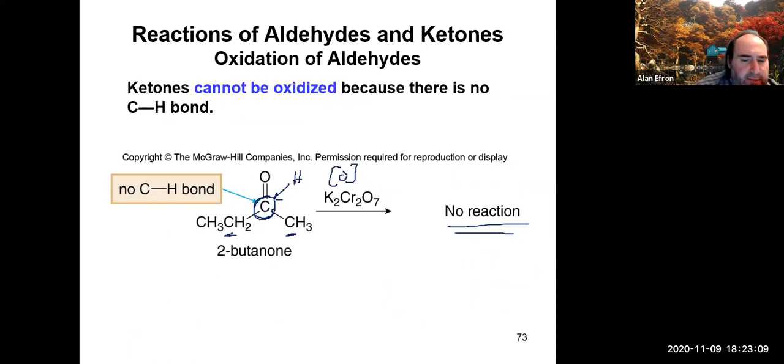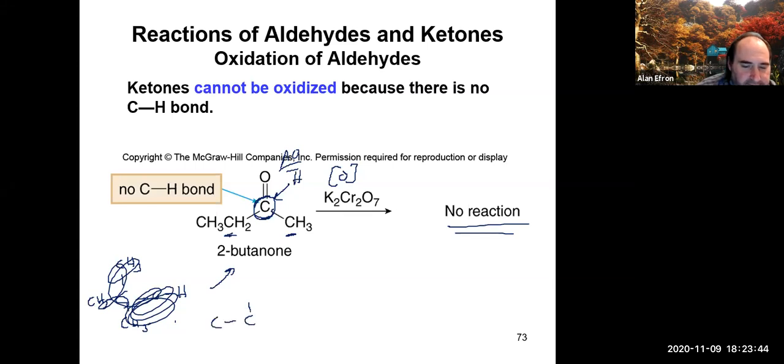So in this particular case, we would get no reaction again because we are missing that hydrogen. So there's no hydrogen here, so it's unable to go through the oxidation. Remember, we saw that with our tertiary alcohol. So how we get to a ketone is we take a tertiary alcohol, you know, something like this. I'm sorry, not tertiary alcohol, the secondary alcohol. That's how we get there.